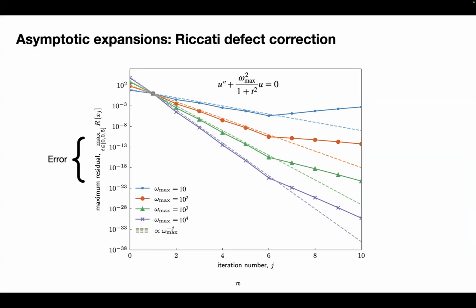So x0 here is my initial estimate, and I'm just adding correction terms, deltas, and I'm seeing how the error decreases as I approximate the solution of some differential equation that I wrote down here. This differential equation has a frequency that's parameterized by omega max, and I'm going to increase omega max from around 10 to around 10,000. And what you see is that the error for each of the frequencies decreases, and it decreases in a geometric way, meaning by a constant multiplicative factor on each iteration. So notice that the y-axis has a logarithmic scale.